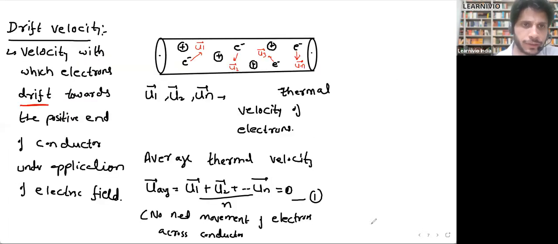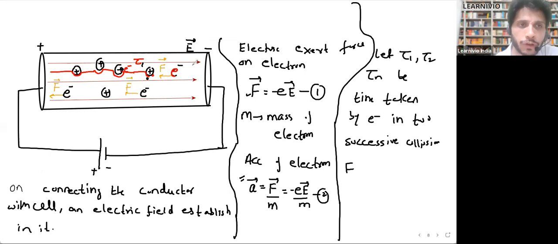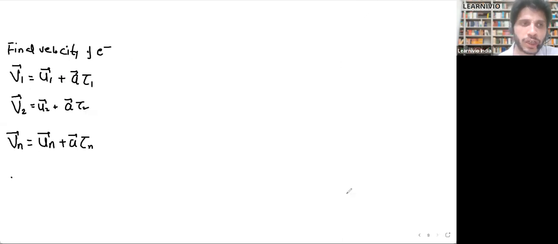So I'm repeating again. See, the initial velocity of each electron is u1, u2, u3, un. This is the velocity before the application of the electric field, and this is known as thermal velocity. Average thermal velocity is 0. When you apply the electric field, it applies a force on each electron, due to which each electron will accelerate. When each electron accelerates, it collides with the ions. Its time taken in two successive collisions is this. Its velocity will change, and these are the final velocities of electrons.